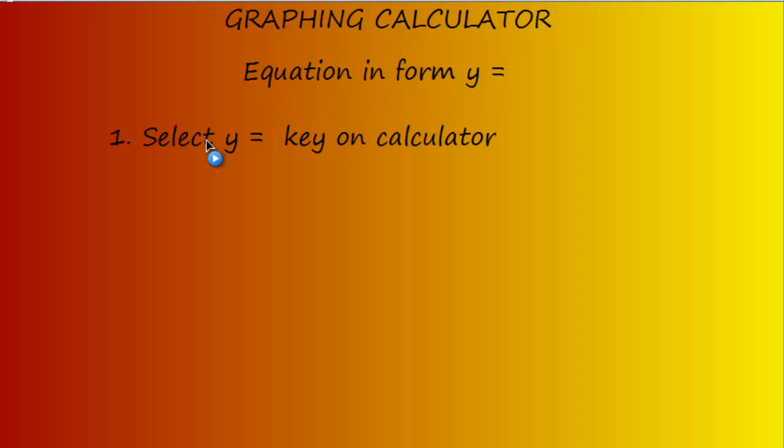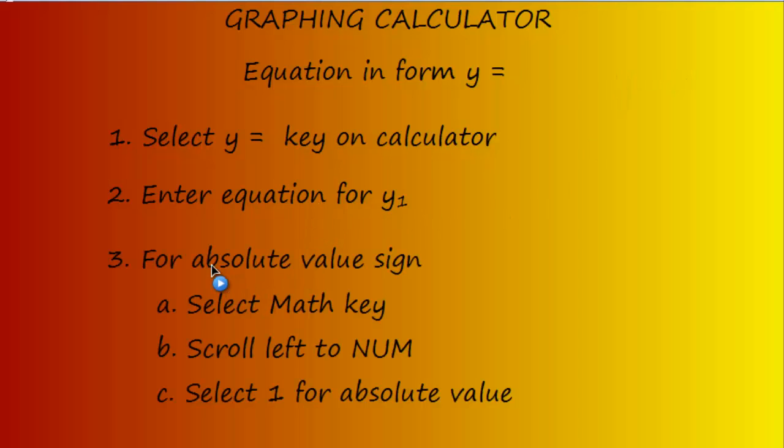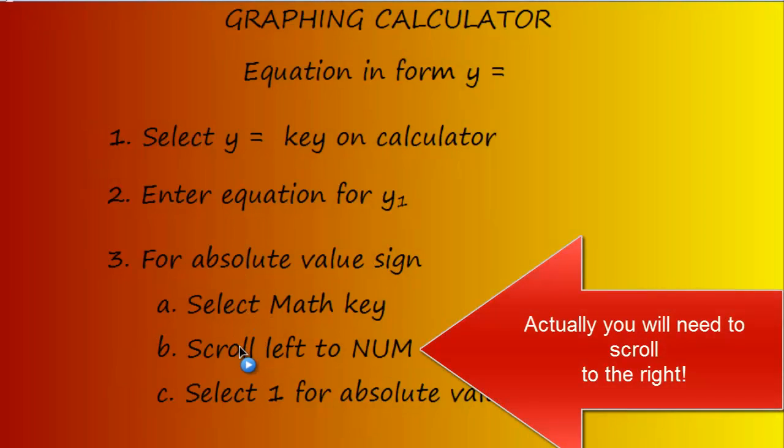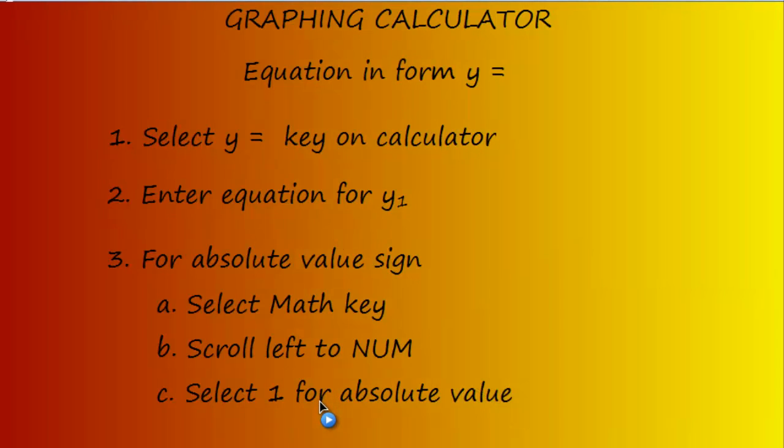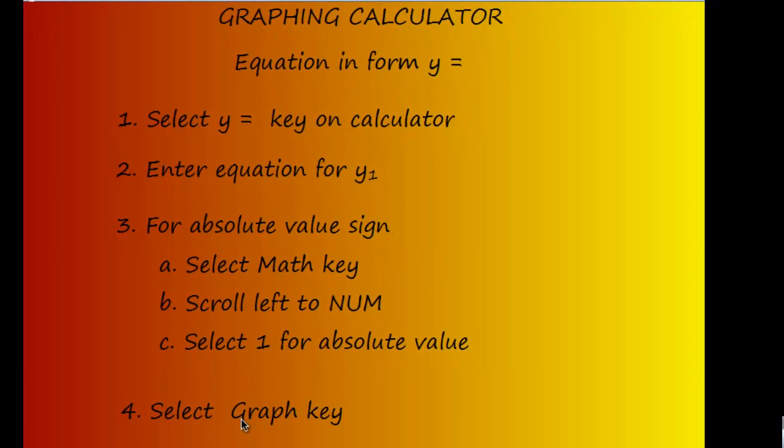Once we have that, we'll select the y equal key on the calculator, which is in the top left. We'll enter the equation, whatever we have on the right side of the equation. For the absolute value sign, you'll need to select the math key, scroll across to the left to the number menu, and then select number 1 for absolute value, where you will either get a parentheses if you have the older operating system, or you'll actually get the absolute value sign if you have the newer operating system. You'll enter in the equation, and then you'll select the graph key.